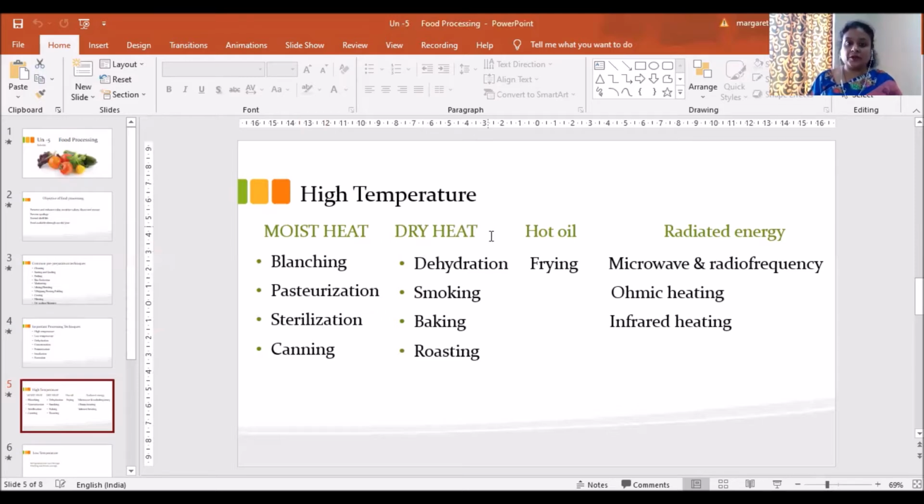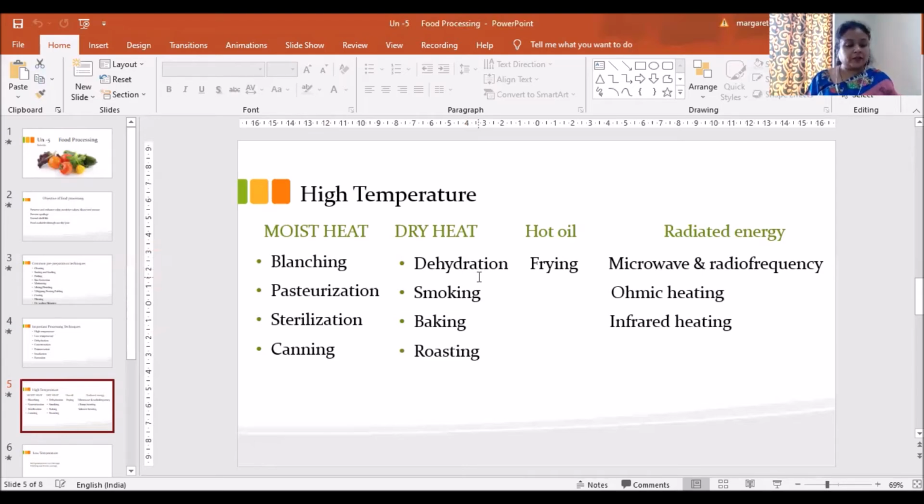Next is the dry heat method. The dry heat method that we are doing is dehydration. During summer season you can see your parents cutting mango and leaving it under the sun, or sometimes leaving green chilies under the sun. So you are using various dehydration methods, such as dehydrated fish, etc.